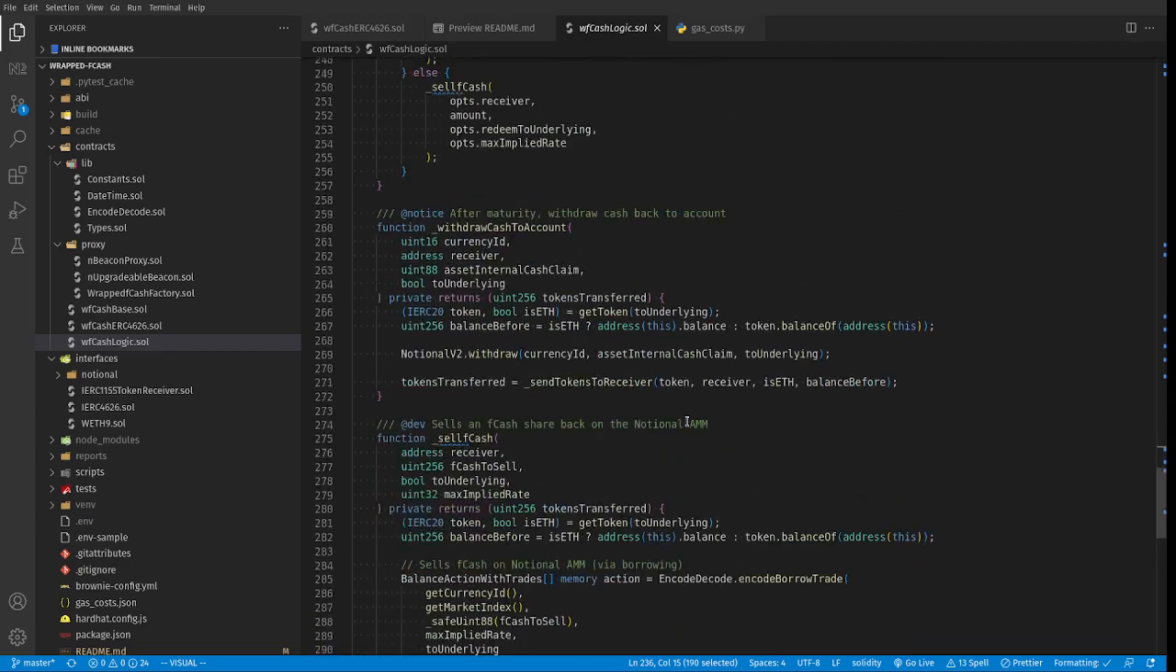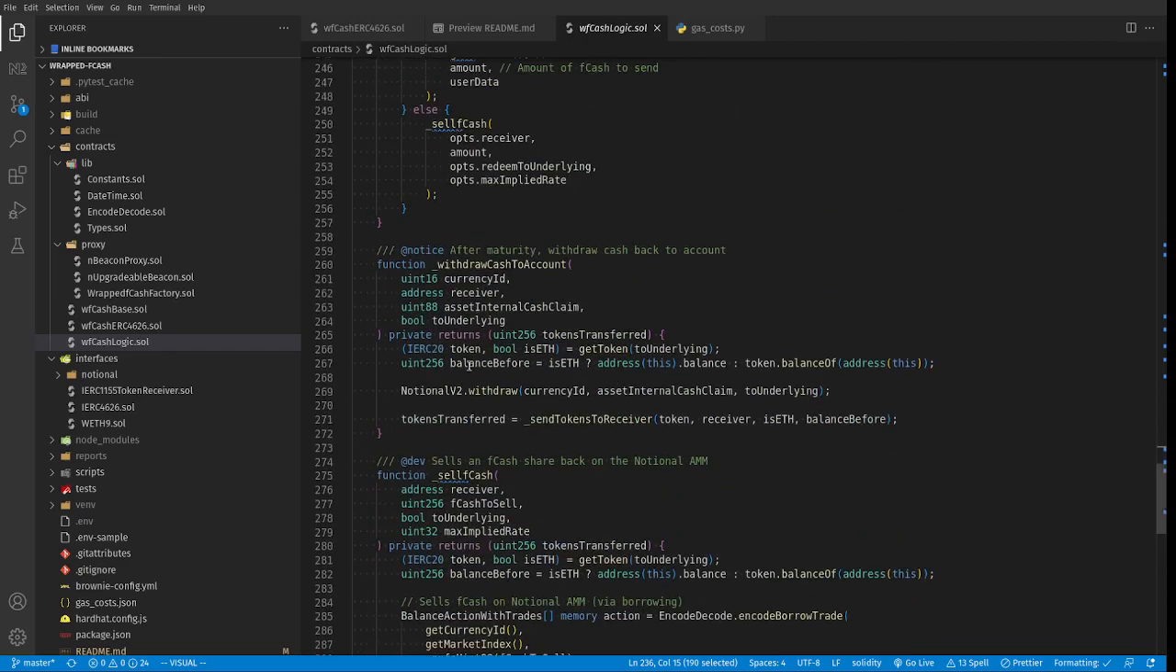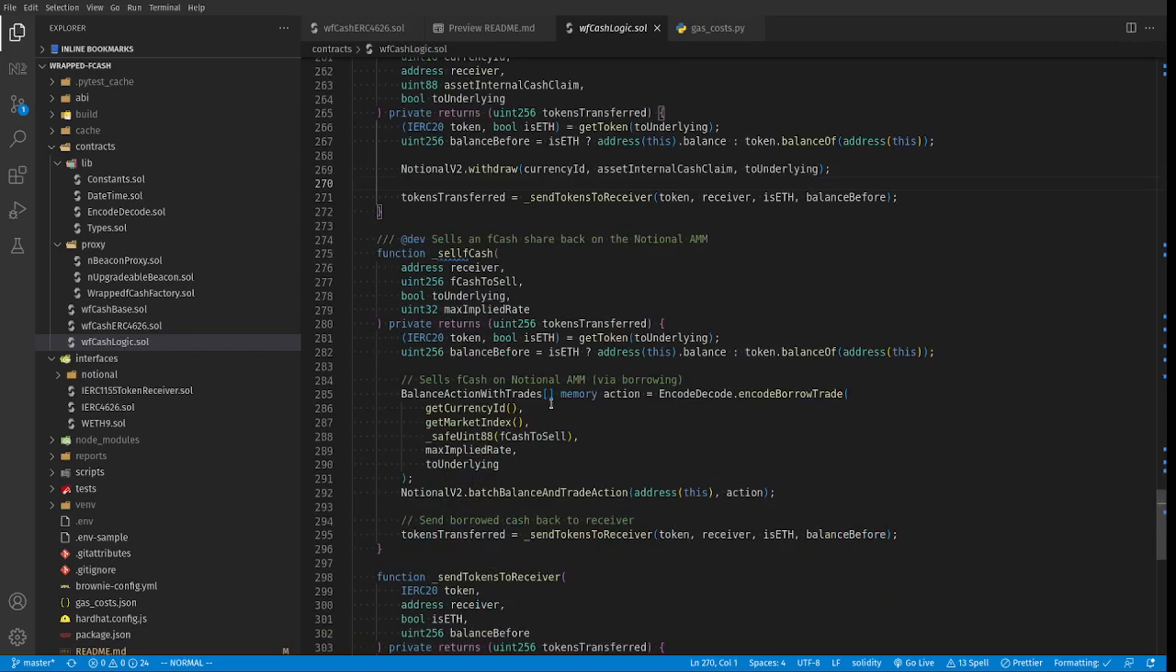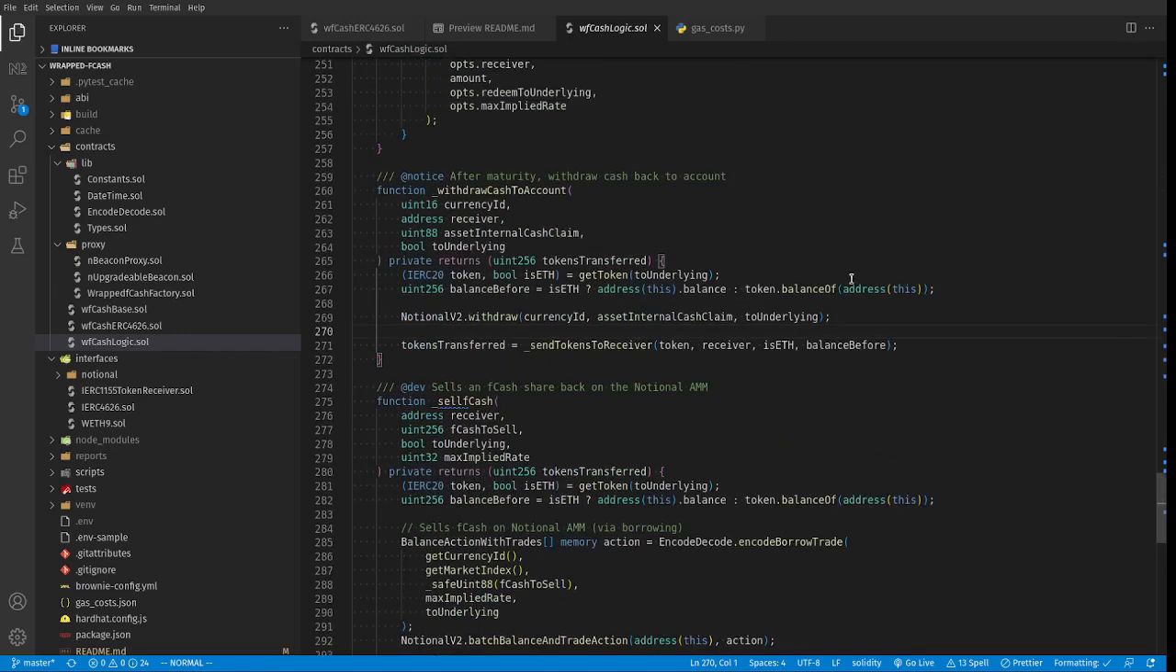So let's take a quick look at that. What that does is it goes ahead and withdraws the amount of cash, the C tokens that you're redeeming here. And then Notional will go ahead and redeem that to underlying if that's required. And then we'll send those tokens to the receiver. So that does a kind of diff on the tokens received here.